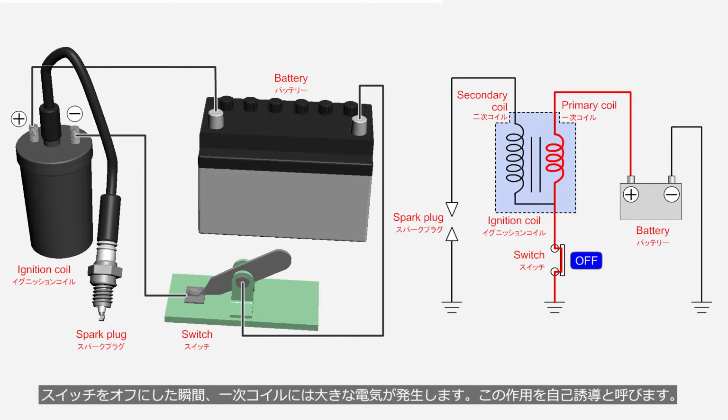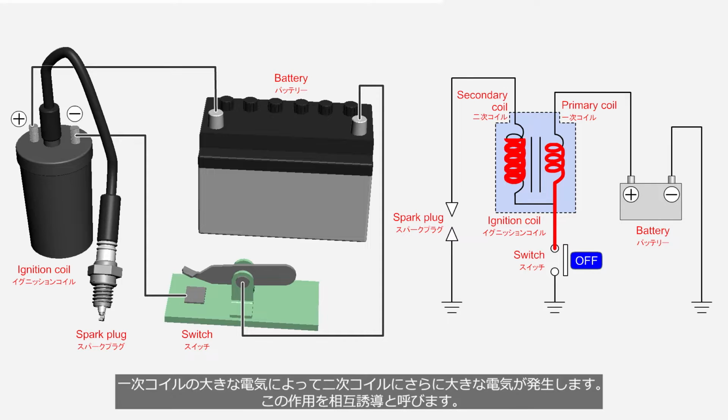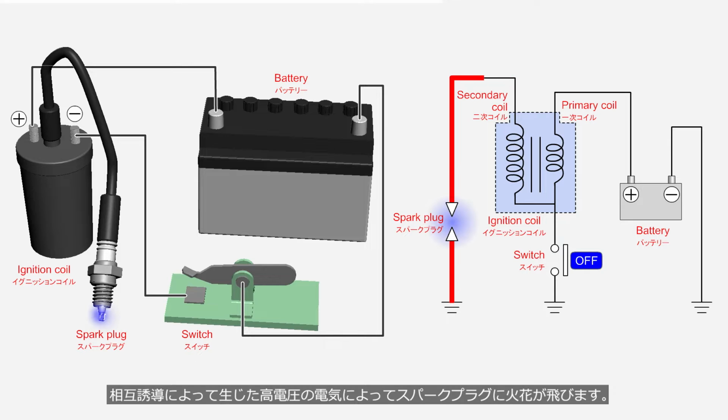The moment the switch is turned off, a large amount of electricity is generated in the primary coil. This effect is called self-induction. The large amount of electricity in the primary coil induces an even larger amount of electricity in the secondary coil. This effect is called mutual induction. The high voltage electricity generated by mutual induction generates sparks in the spark plug.